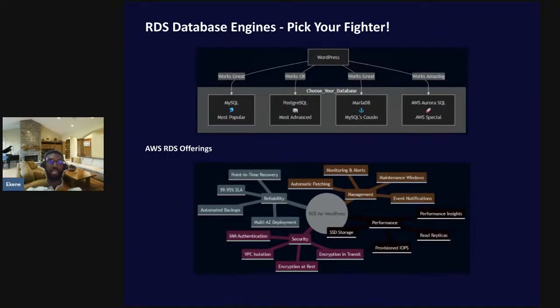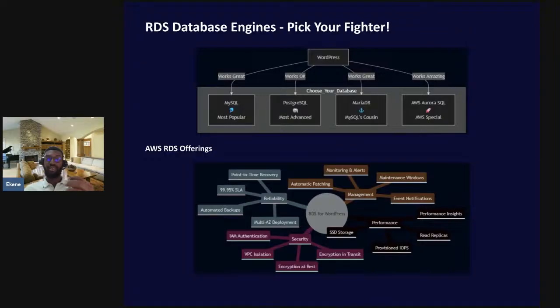Okay, so the next slide speaks to the database engines, and this is particularly about the WordPress site I'm about to deploy today. As you can see, it says pick your fighter. For today's demo, we're going to be using MySQL. If you look closely at the screen, the first image shows WordPress, and the engines that it works with quite suitably. We have four different types: MySQL, PostgreSQL, MariaDB, and AWS Aurora SQL.